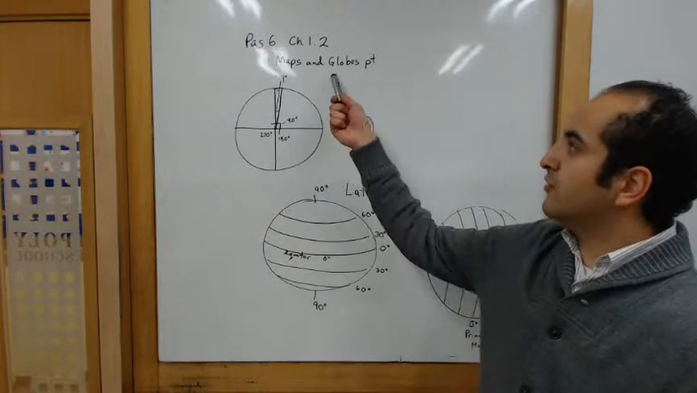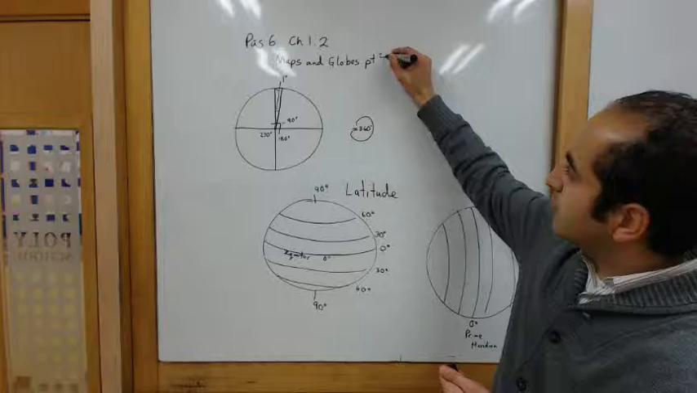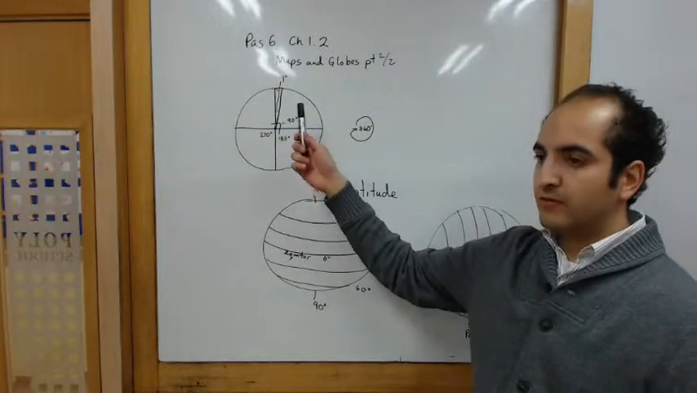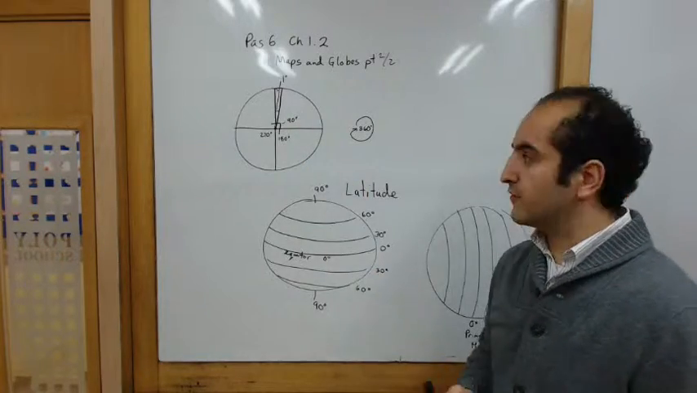Alright, so this is episode 2 of Maps and Globes, part 2 of 2 for past 6, chapter 1.2. Alright, so this degrees thing might have gotten you confused.